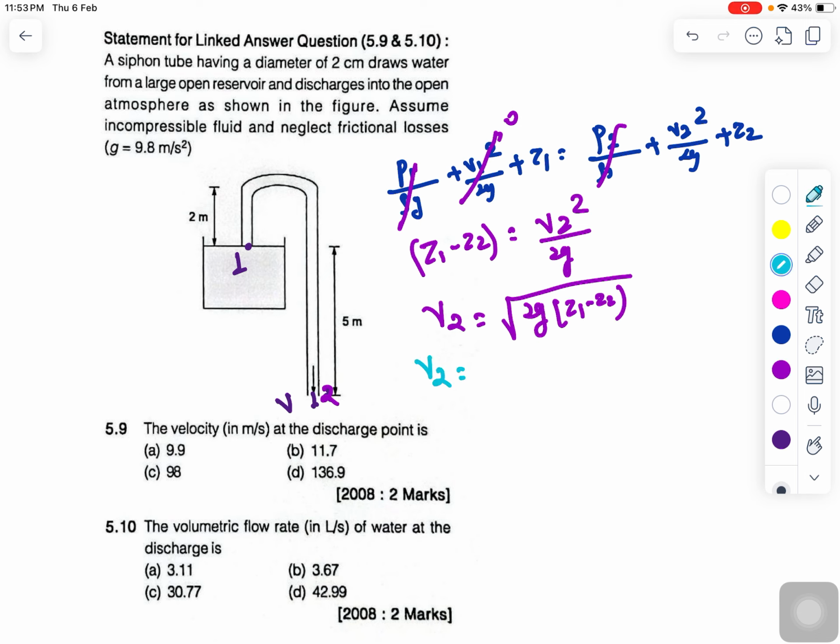So the value of V2 will be root over 2 multiplied by 9.8 multiplied by (Z1 minus Z2), which is a total of 5 here, right? So root over 98. You can calculate these things. What is the root over 98? This is very simple, and I think you will get 9.89, so approximately 9.9 meter per second. So option A will be your correct answer.